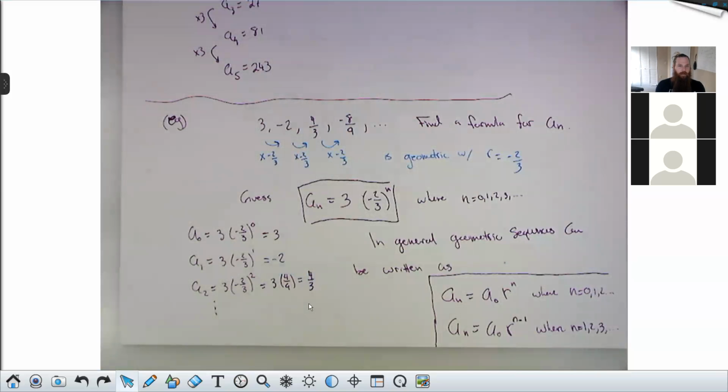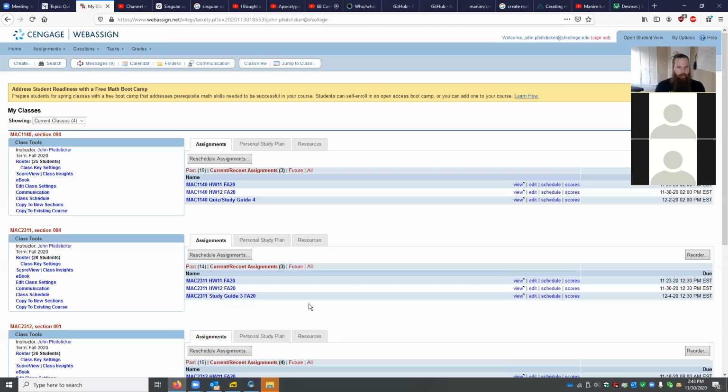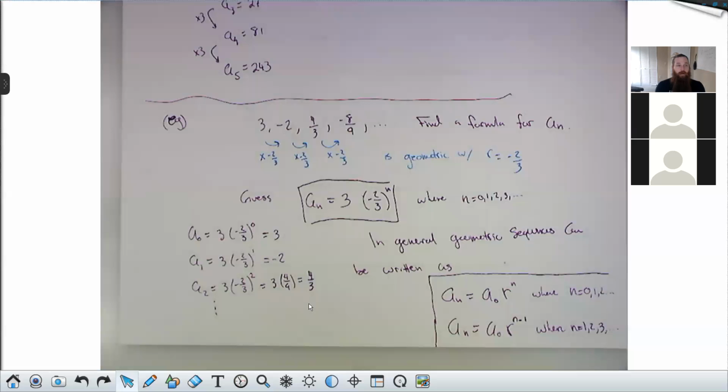Remember your guys' class, I'm not losing my brain here, right? This is MAC1140. Your guys' exam is a take-home exam. I'll be giving it out on Wednesday. But the exam is not in class on Wednesday. It's going to be a take-home that I'll distribute on Wednesday. So we're going to have a class meeting on Wednesday.